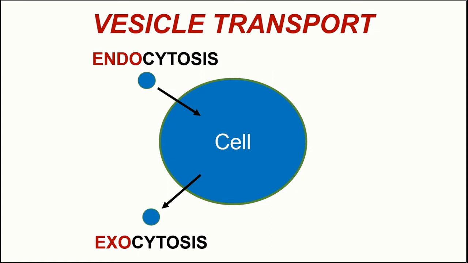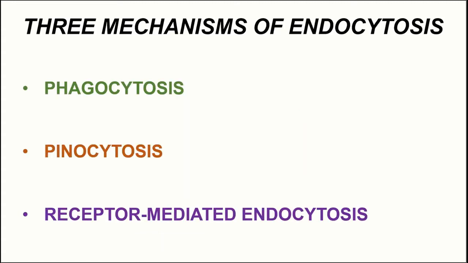So let's take a look first at endocytosis, because there's really only one form of exocytosis, but there's a couple of different types of endocytosis, and we'll look at where those are used in the body and for what specific purposes. So focusing on the three mechanisms of endocytosis, we see that there is phagocytosis, pinocytosis, and receptor-mediated endocytosis. So we'll start with phagocytosis first.